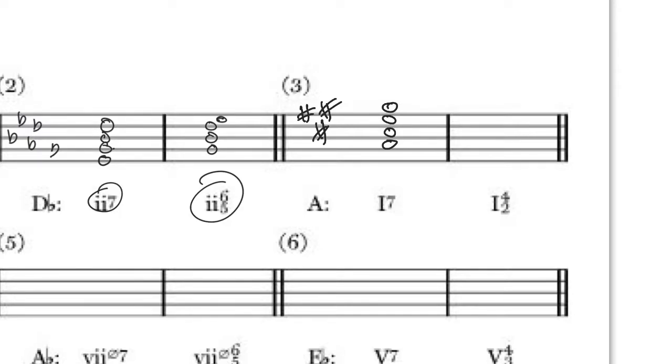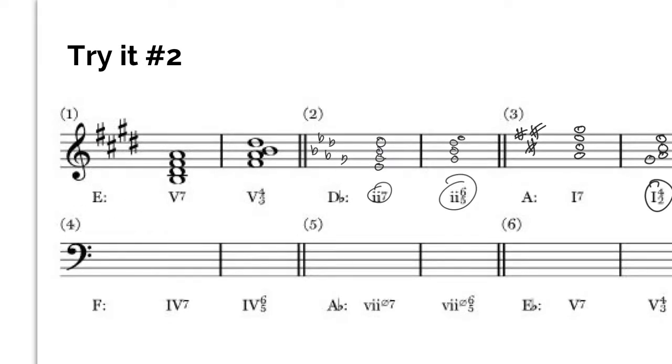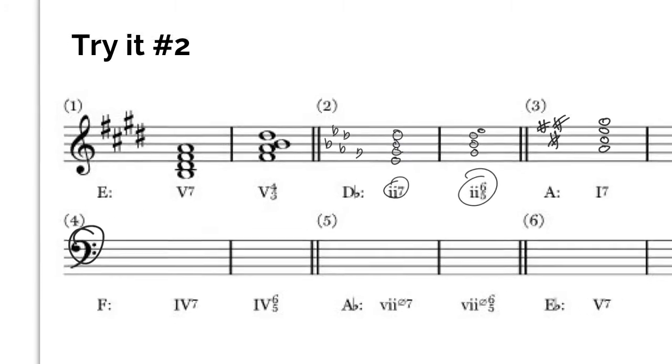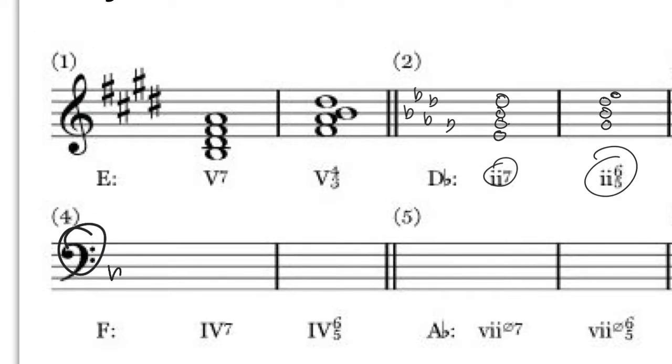Boom, easy peasy. And we have a third inversion. So our seventh is in the bass. So we have a G, A, C, E. Remember, we're in the bass clef here. Our 4-7 chord. So we need our flat. Built in B flat, D, F, A. First inversion. So we have D, F, A, B flat.